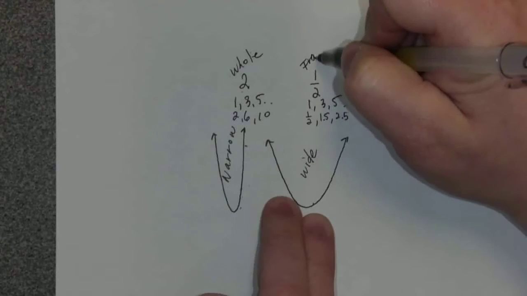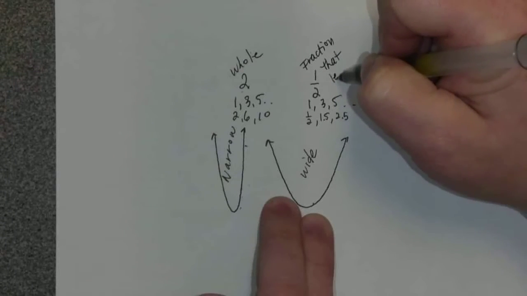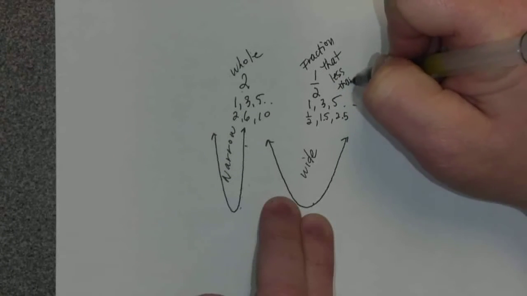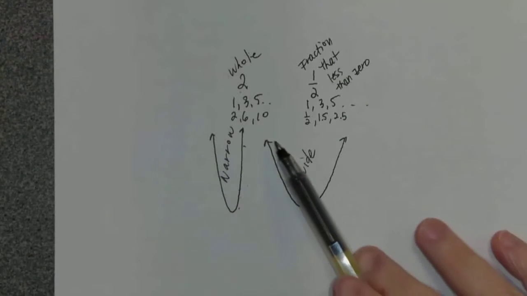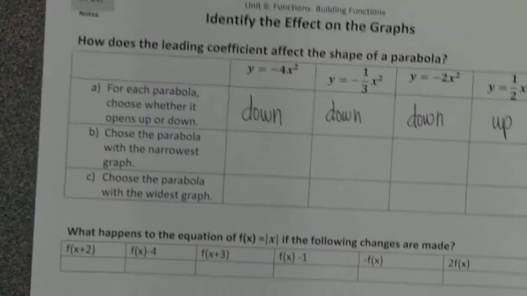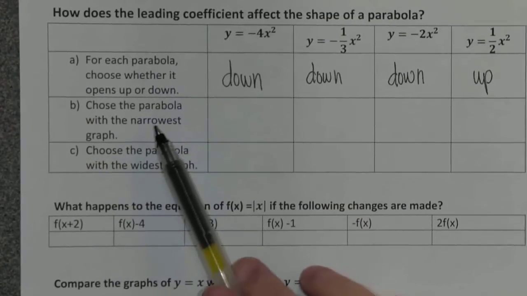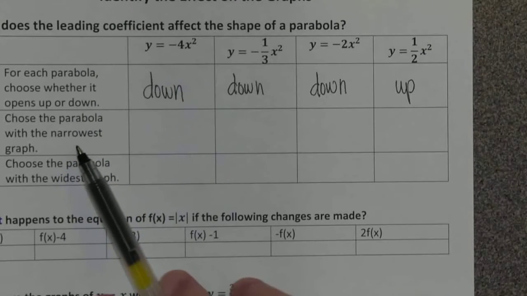And a fraction that's less than 1 goes wider. I added that part in there to remind yourself that 3/2 is bigger than 1. It's going to grow bigger than the original graph, right? But if you have a fraction that's less than 1, it's going to go wider. Okay? So, knowing that now, which parabola is going to be the narrowest, the skinniest parabola?